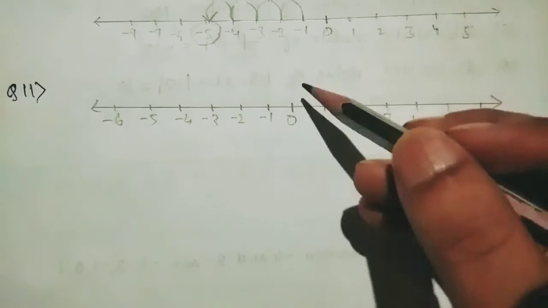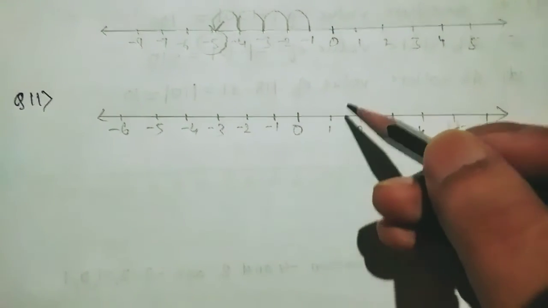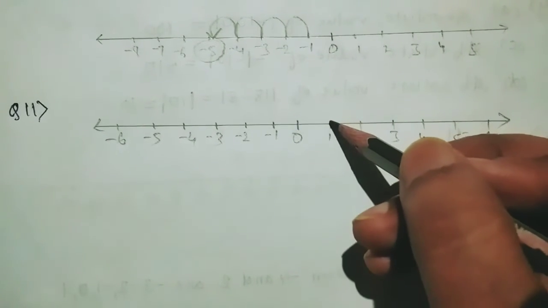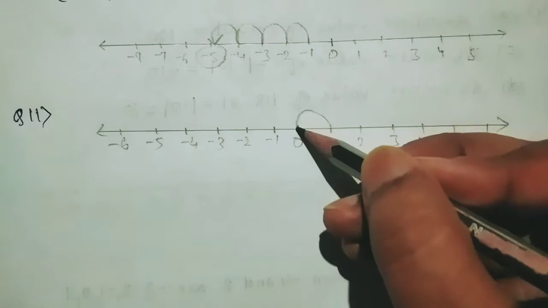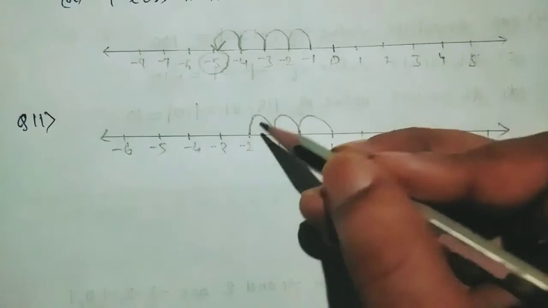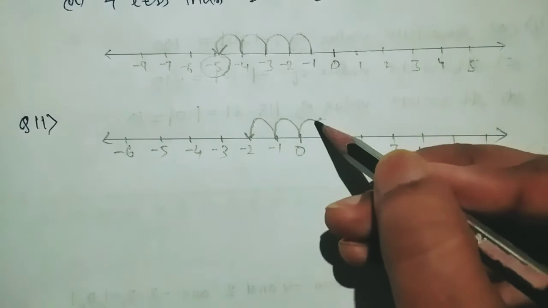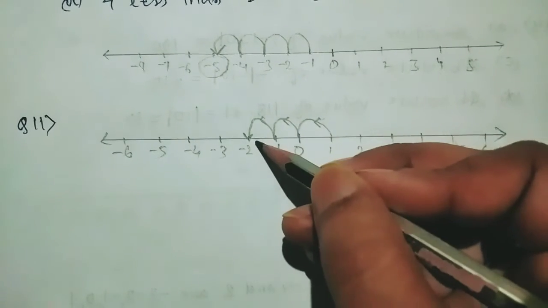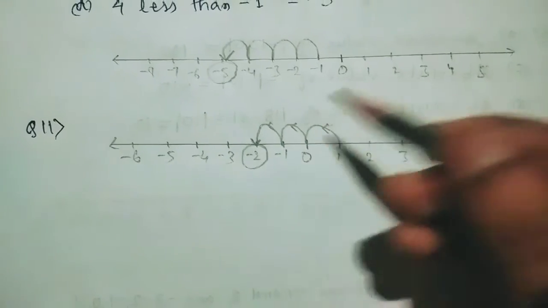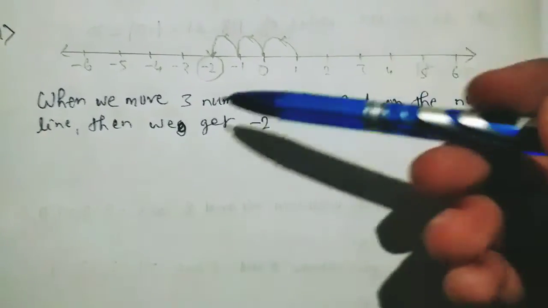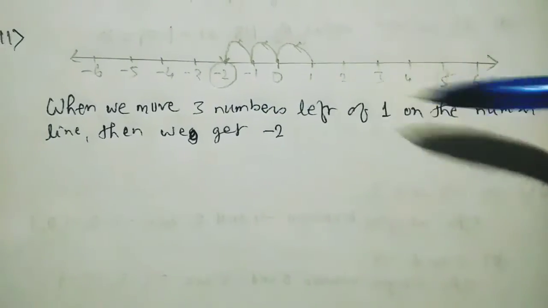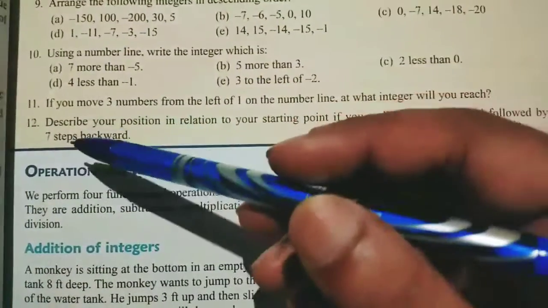Okay students, now see question number 11. The question is you have to move 3 numbers left from 1. So this is 1. You will go 3 steps left. So this side. 1, 2, 3. Okay, 3 steps. So this is our answer. You have to give the arrow also here. So which number did we get? We got -2. This integer we got. So you have to write at last, when we move 3 numbers left of 1 on the number line, then we get -2.